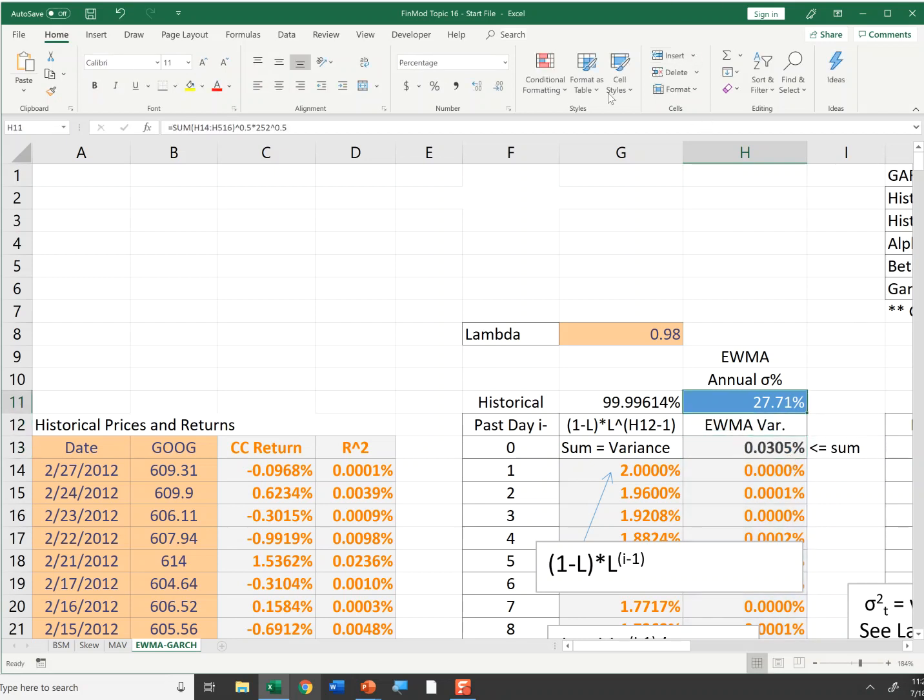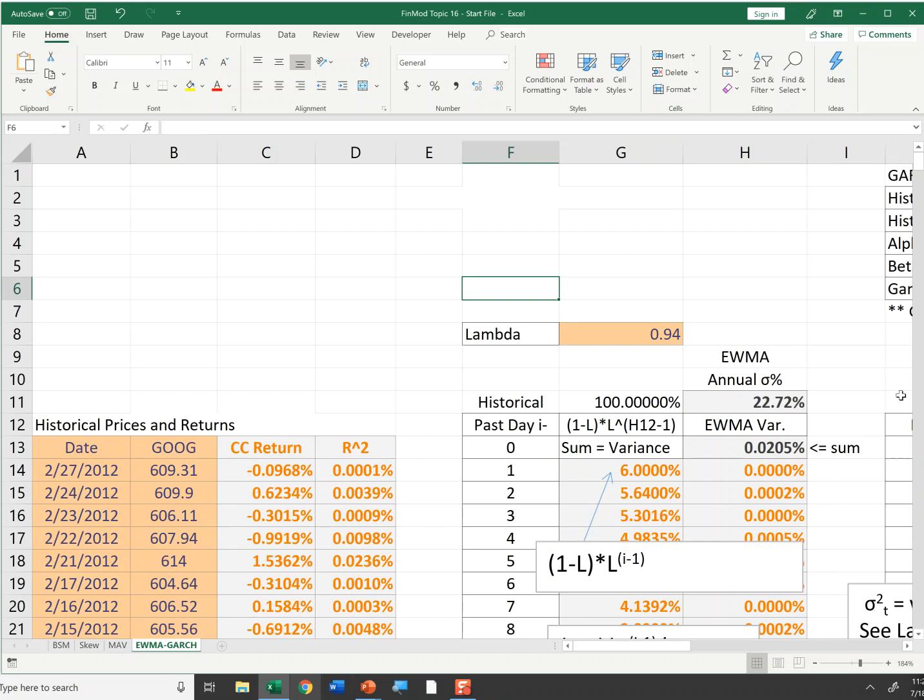If I then take that EWMA variance, take it to the 1/2 power, turn it into a standard deviation, and multiply times the square root of 252, that is my EWMA volatility using a lambda of 0.98. Now notice if I make that lambda, say, 0.94, I get 22.72.